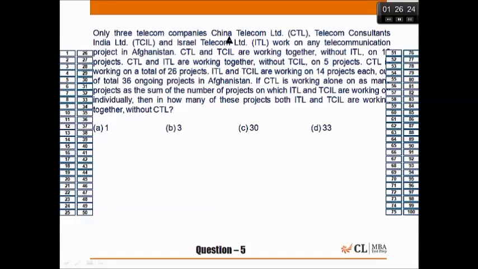Okay, one question. What is this? Telecom company. This is what, set theory? This I'll come back to later. Question number 4, I should come back to later.